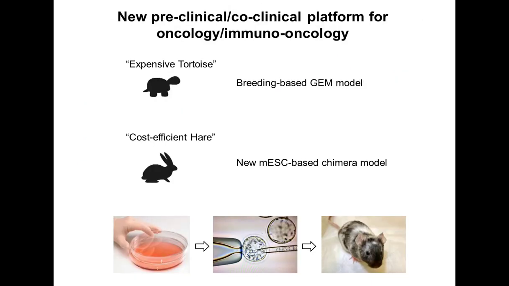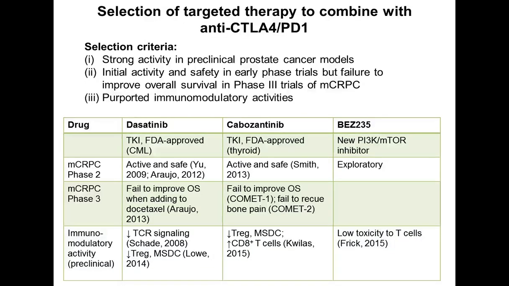So basically, because of this result, we compare it to the traditional or conventional breeding-based GEM model. We think this new mouse embryonic stem cell-based chimera model represents a new advance that we can further rely on for future preclinical tests as well. So now come back to the design.